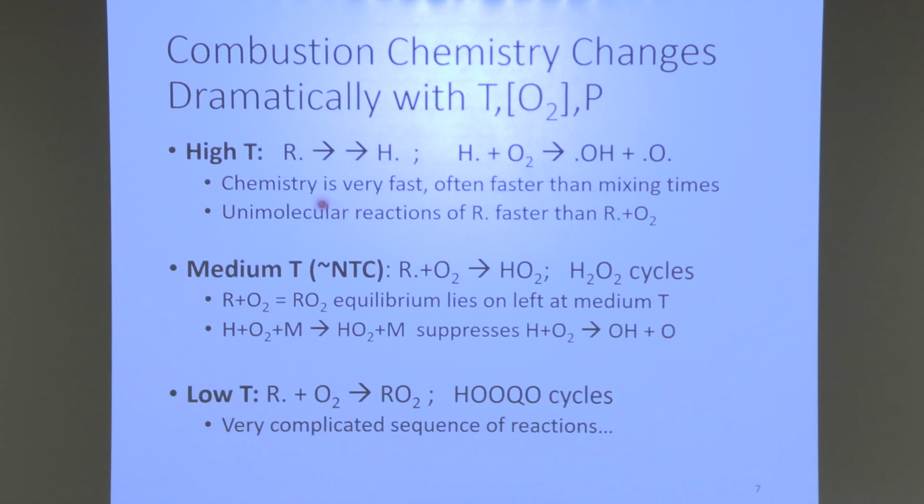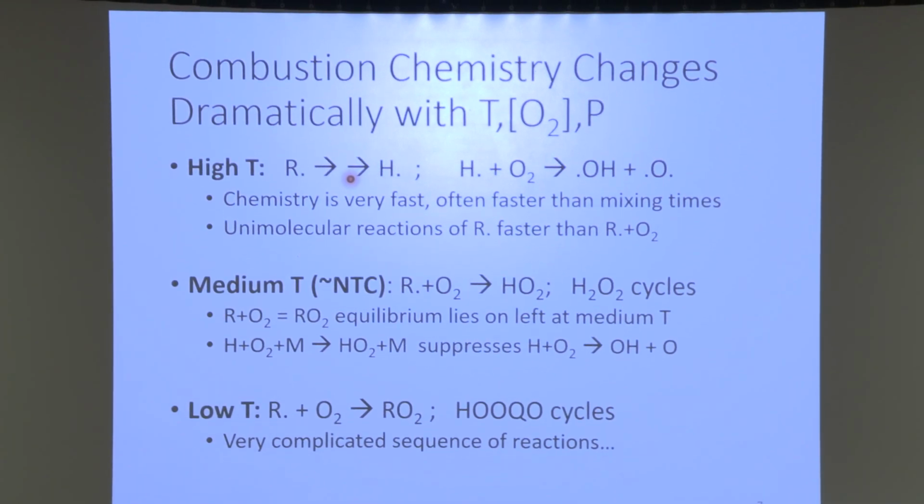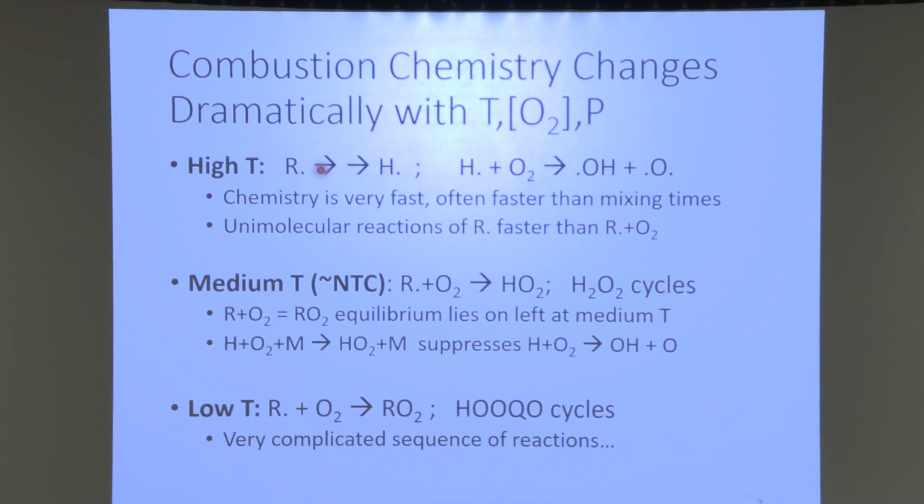At high temperatures, when you make a radical, it unimolecularly reacts very fast, typically spitting out an H atom when it decomposes, and kicking out a bunch of alkenes. Remember we mentioned that the fuels pyrolyze: the big radicals break down to small radicals plus alkenes. This happens super fast at high temperature.